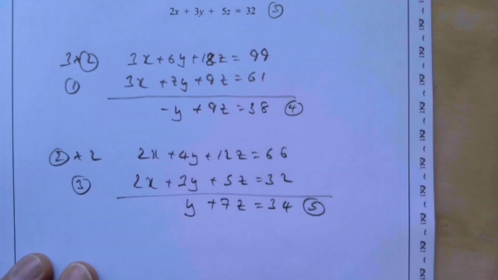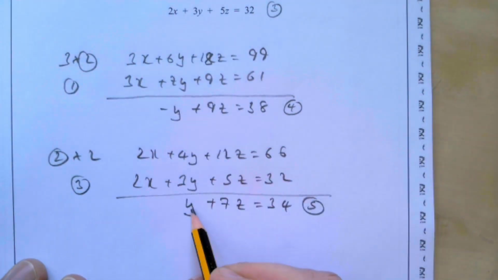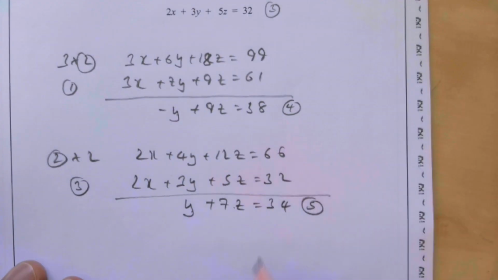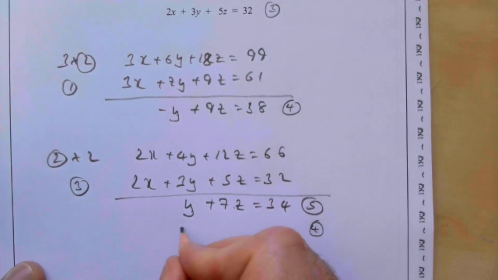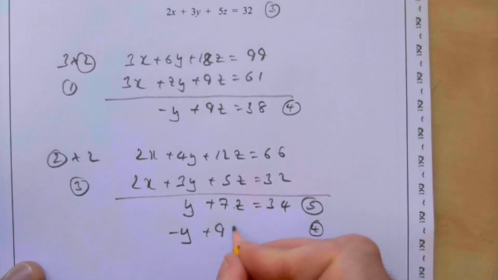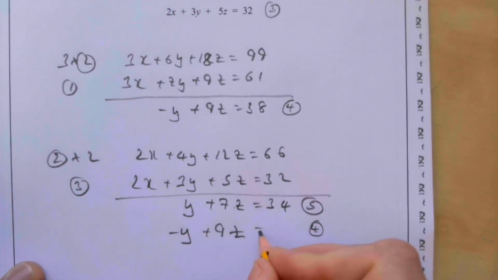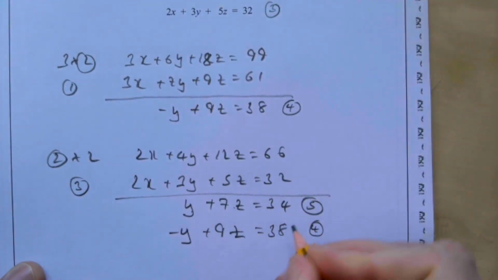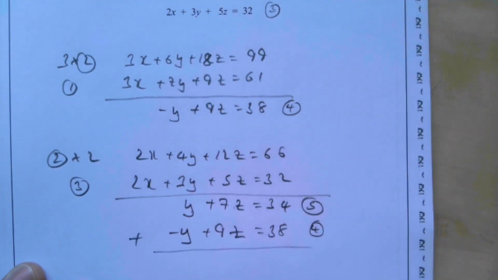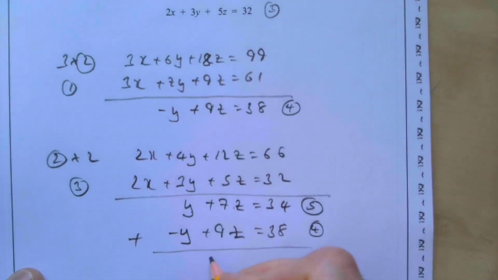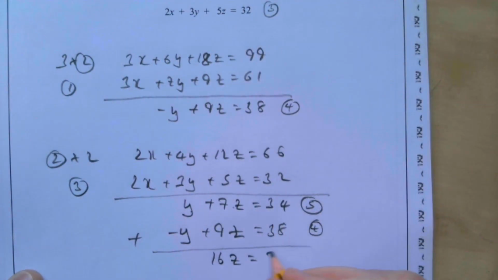This is going to work out nicely because of minus y here and a positive y here. So if I just add those two together, so if I write my 4 here, minus y plus 9z, sorry about the z, is 38, and if I add those two together, I get 16z. Hopefully it gives me something nice. Add those together, I get 72. Okay, so it's not awful. So my z then is 4.5.